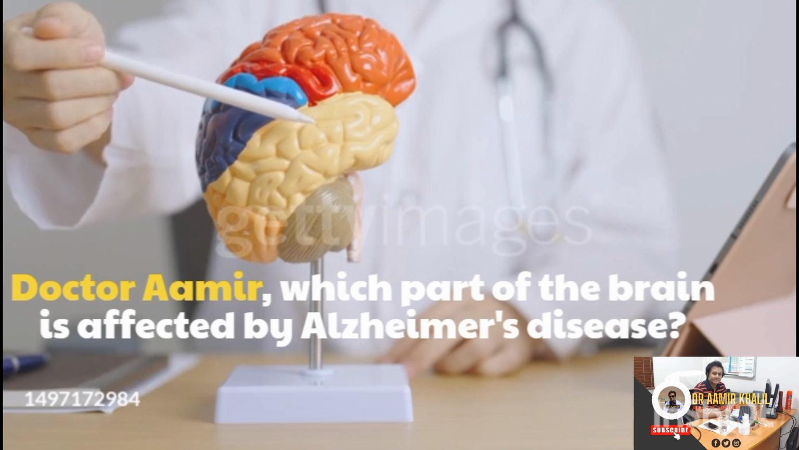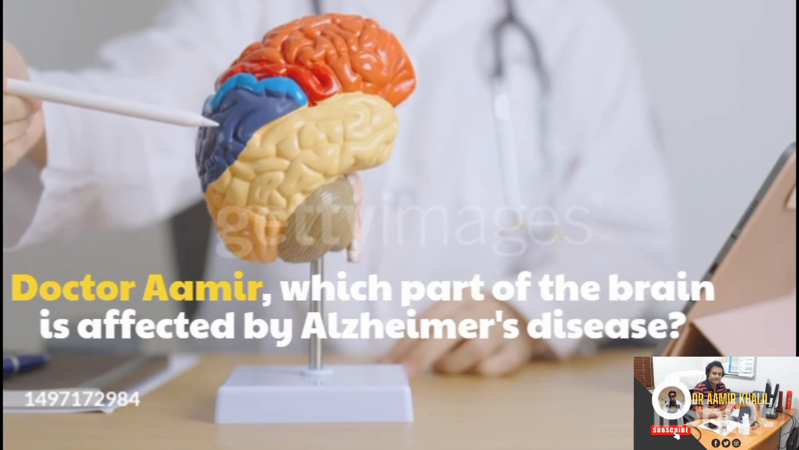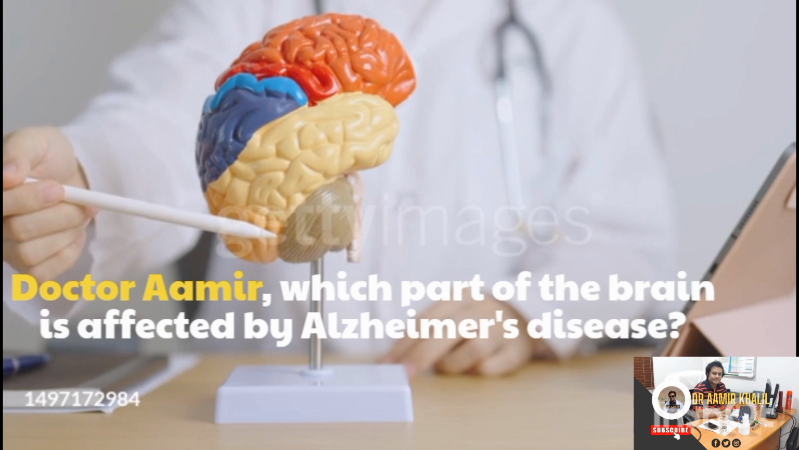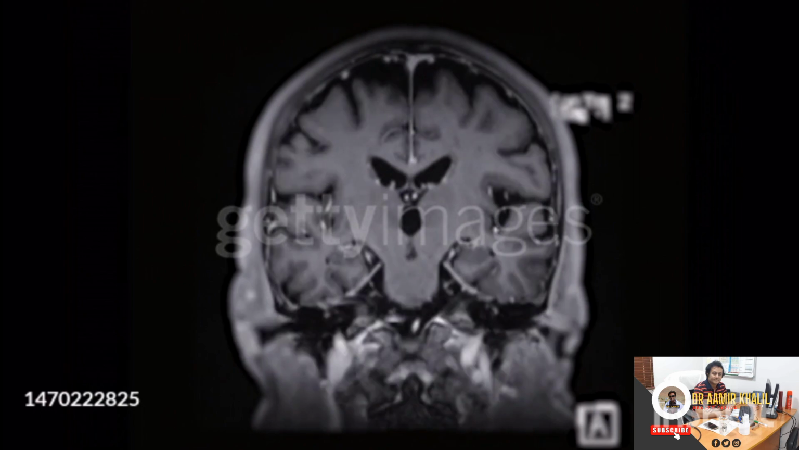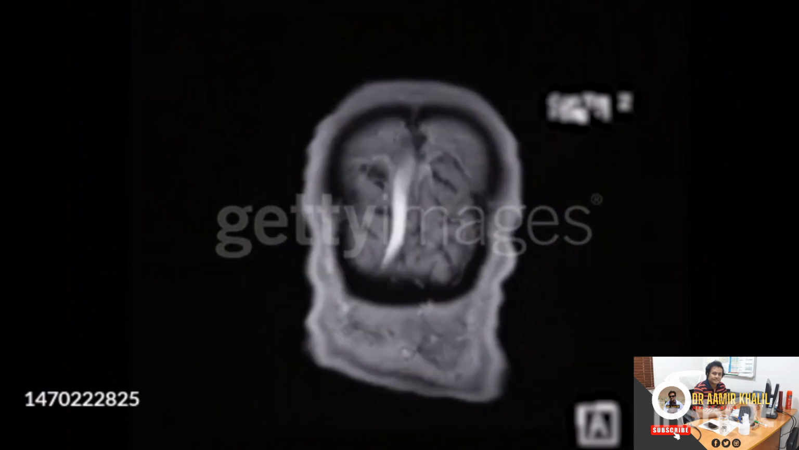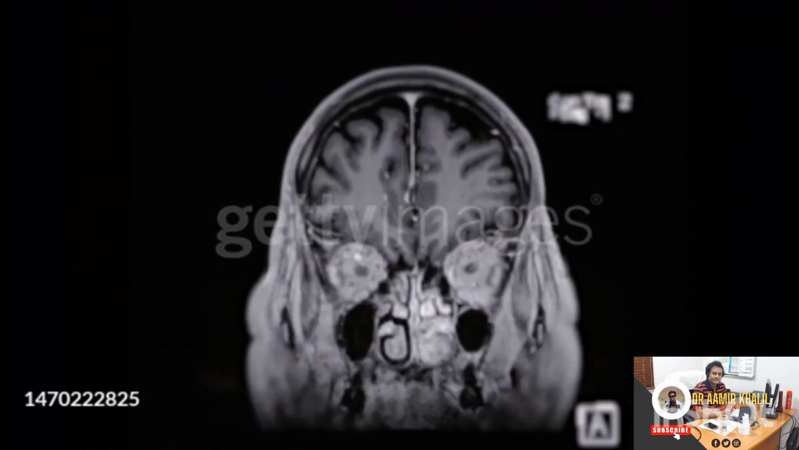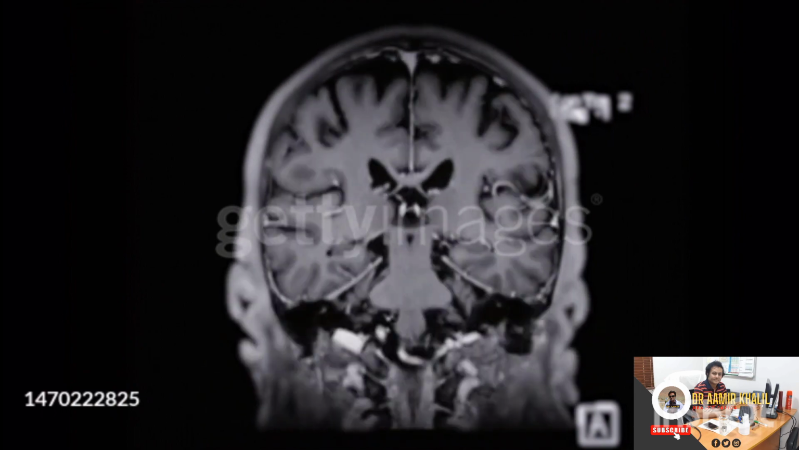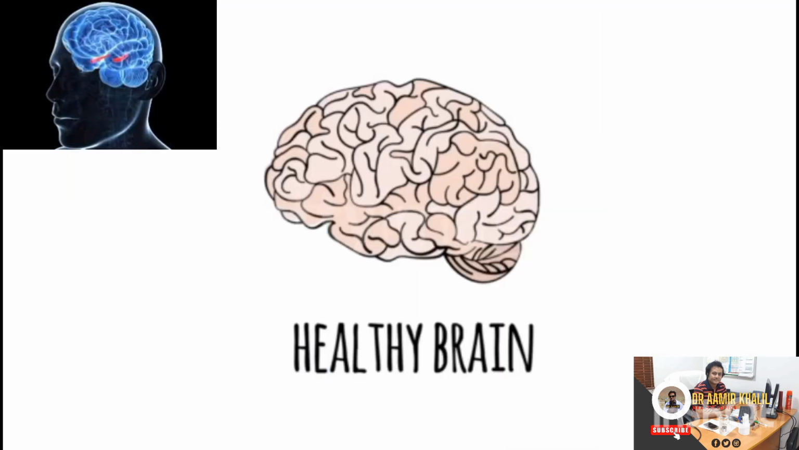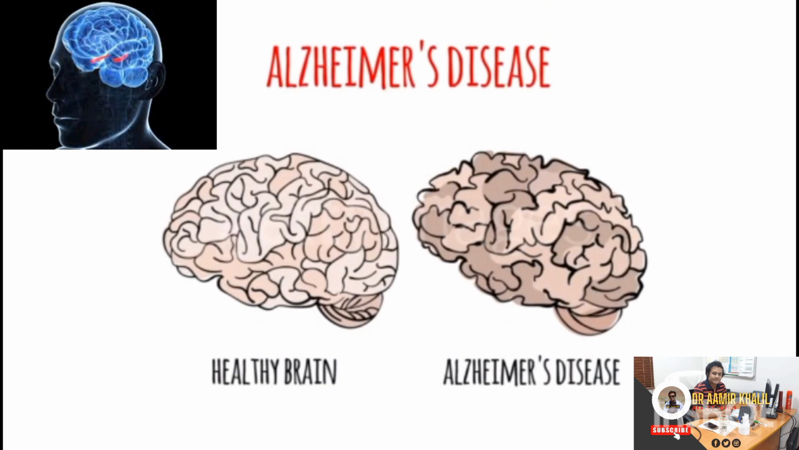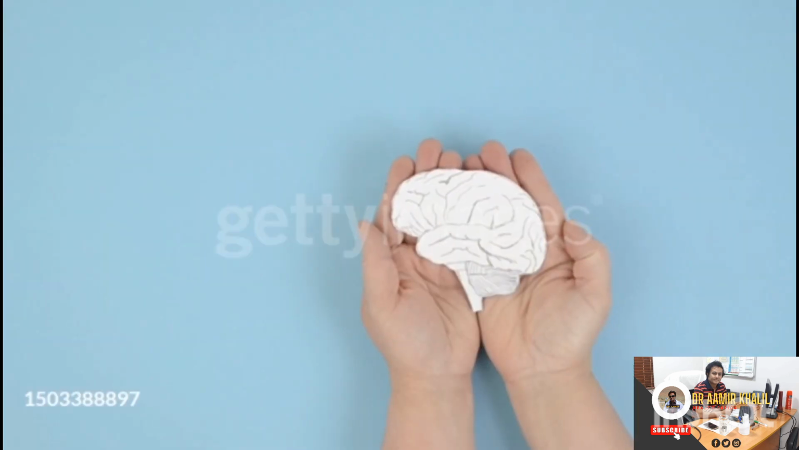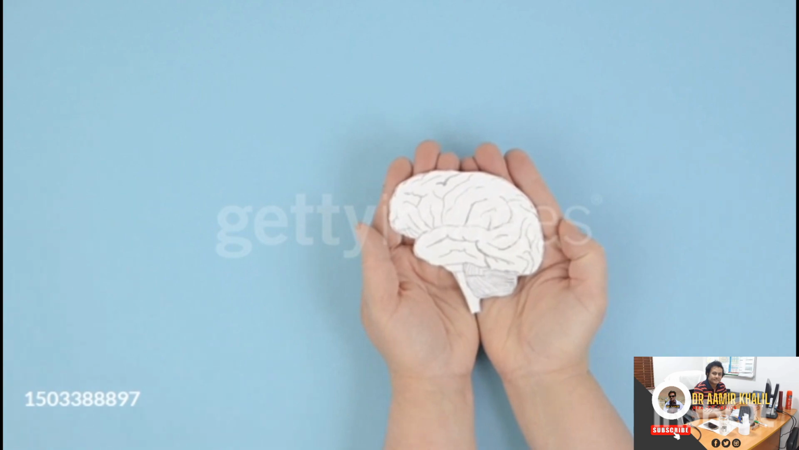Dr. Aamir, which part of the brain is affected by Alzheimer's disease? Alzheimer's disease primarily affects the cerebral cortex, the outer layer of the brain responsible for memory, thinking, reasoning, and language. The hippocampus, vital for forming new memories, is often one of the earliest areas impacted. As the disease progresses, other regions controlling various cognitive functions and behavior also become affected.